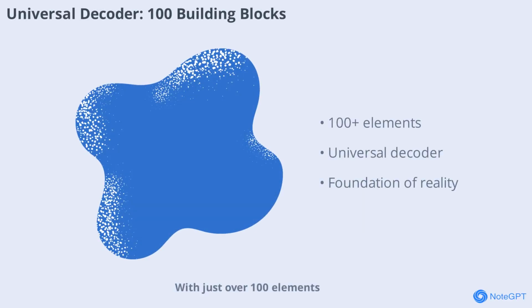With just over 100 elements, the periodic table decodes the infinite complexity of reality. Every material, every living thing, and every technology is built from these simple building blocks. The table's organization helps us understand and manipulate the world at its most fundamental level.